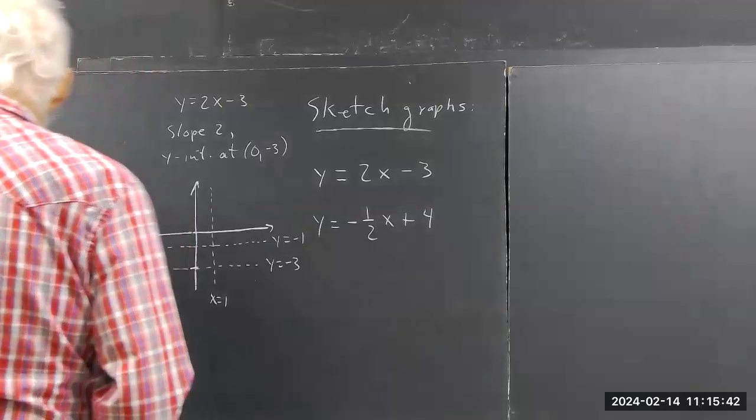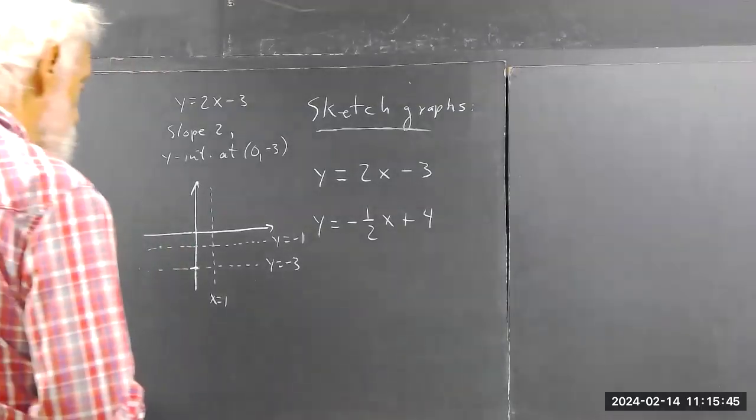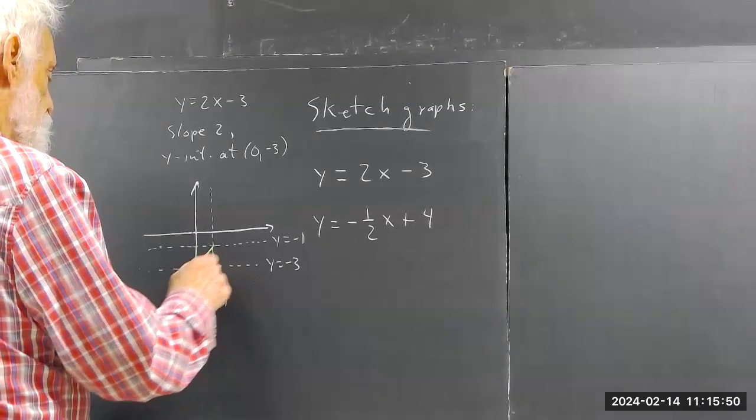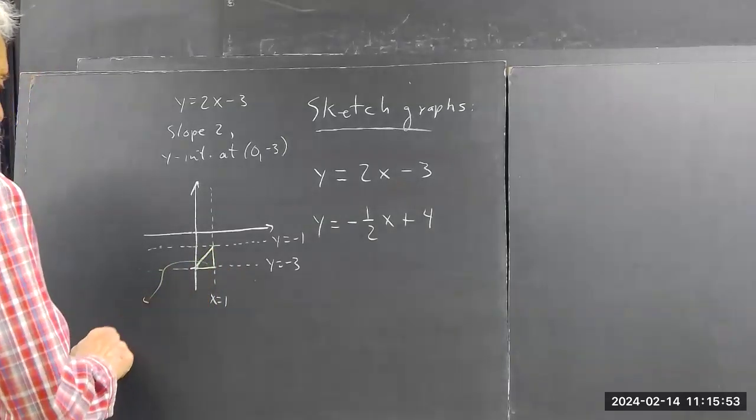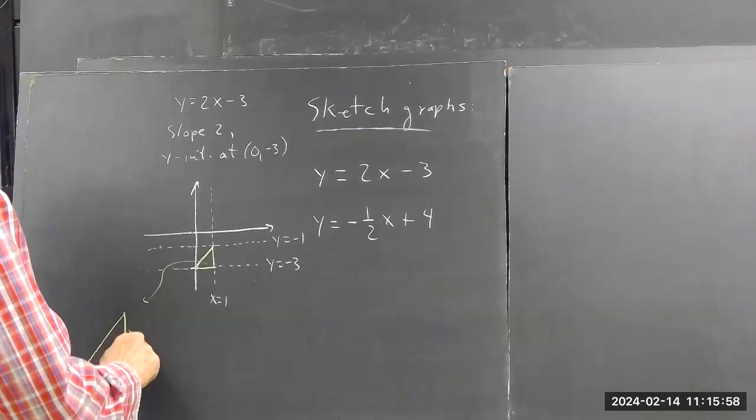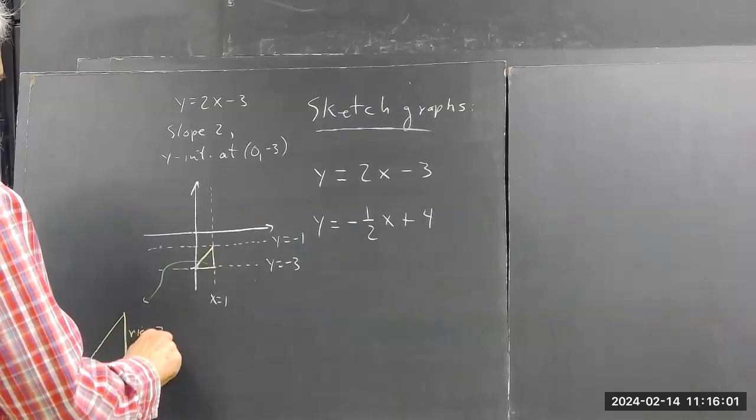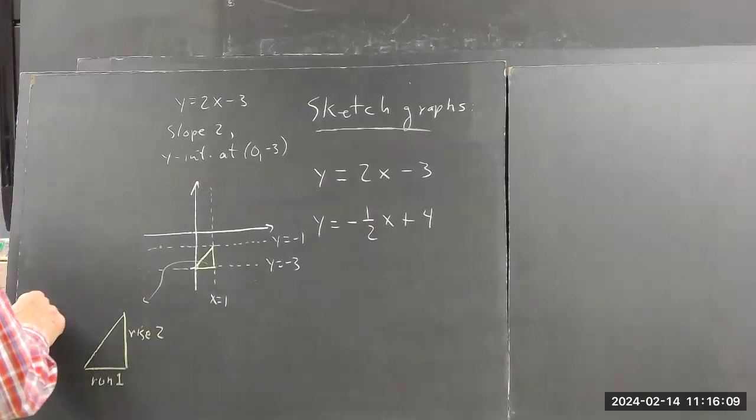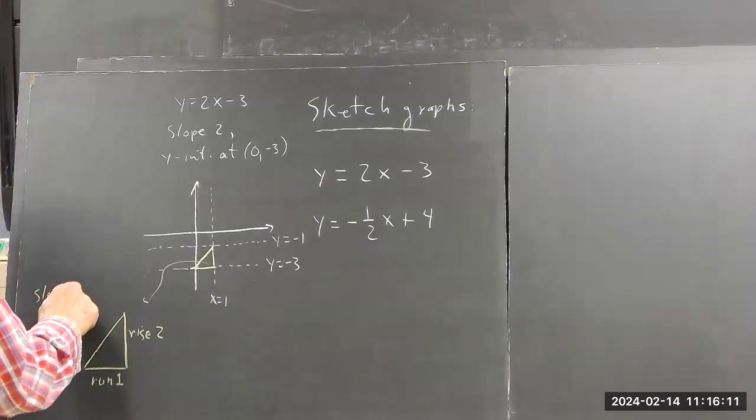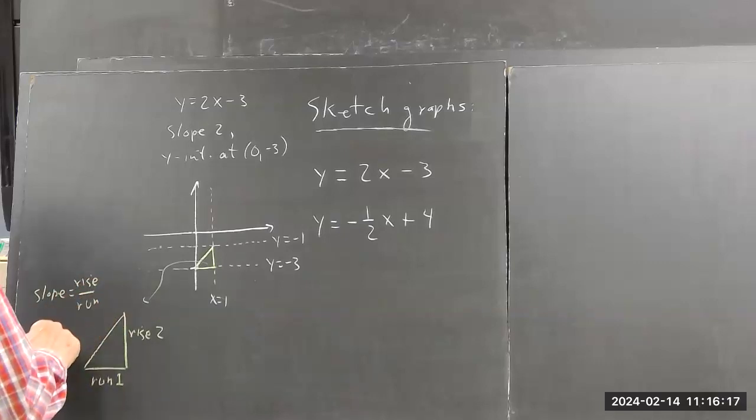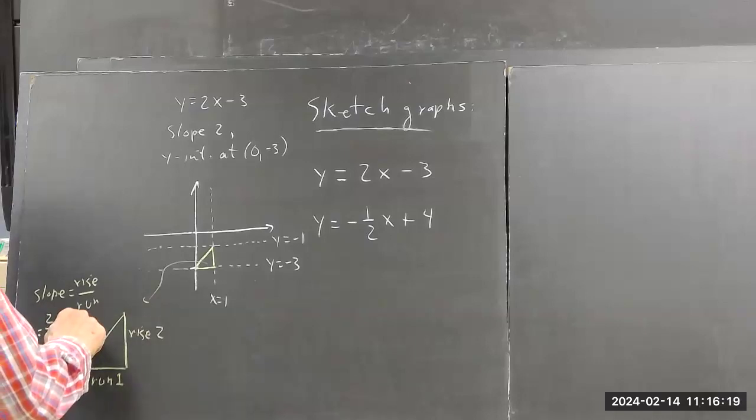So this little triangle here, if we enlarge it so we can label it, has a rise of 2 and a run of 1, so that the slope, which is rise divided by run, equals 2 over 1 equals 2.